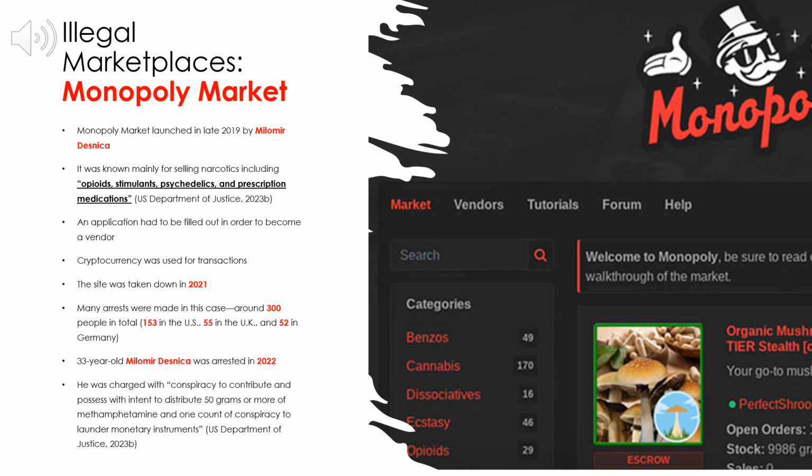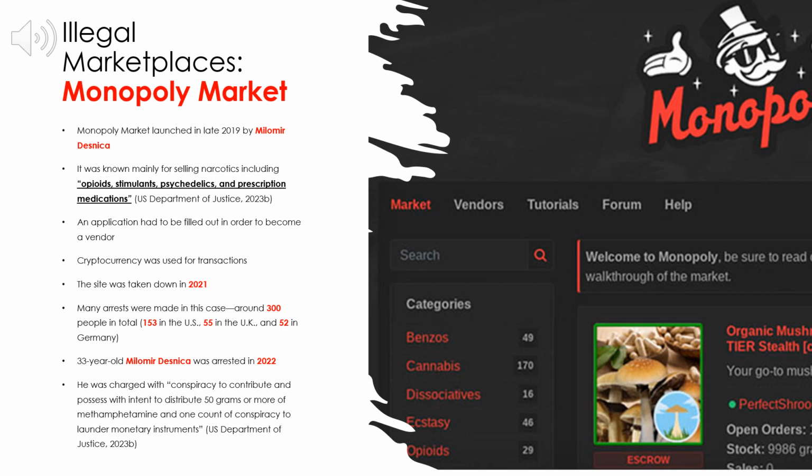Cryptocurrency was used for transactions, and the site was taken down in 2021, which was around the same time that Kingdom Market got started, so there's that. And many arrests were made in this case, around 300 people in total. 153 were arrested in the US, 55 in the United Kingdom, and 52 in Germany.